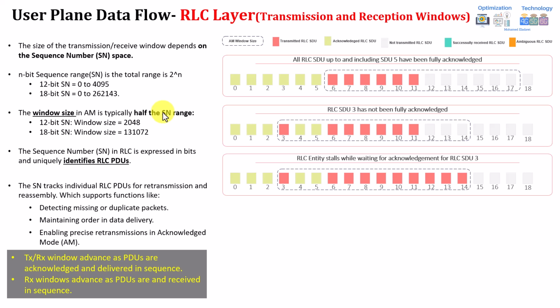So this is the relation. First of all, the sequence number decides the window size. The higher the sequence number, yes, it's higher overhead, but it's very much needed for higher throughput. Also, a higher sequence number can reduce something called ambiguous RLC or window stalling. I will explain this part now. The sequence number in general is used for detecting duplicate or missing data, maintaining in-order delivery, and also enabling precise retransmission.